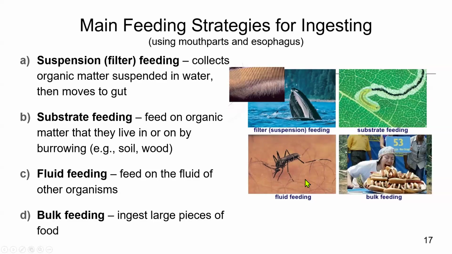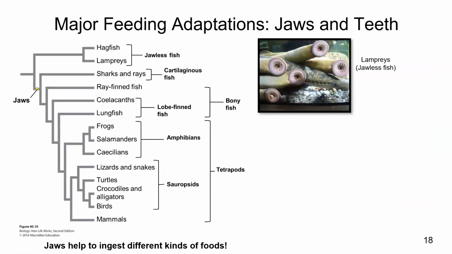And then there's, of course, what we're most familiar with, which is how we eat, which is called bulk feeding, where you ingest large pieces of food and chomp them down and then break them down further once they get into your digestive tract. So let's talk about bulk feeding in a little bit more detail and some of the key adaptations that are involved in bulk feeding. Two of the most important of which are jaws and teeth.